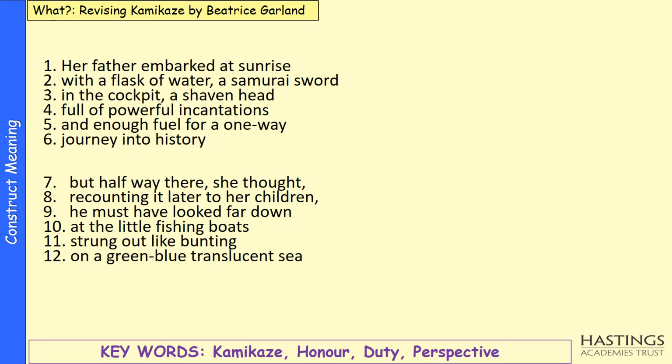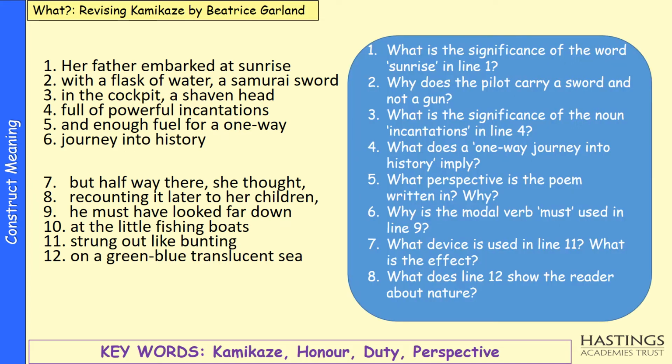So at the start of the poem here, we have him starting his journey as a kamikaze pilot. He's going on a one-way journey, so we know he's a kamikaze pilot. He's not expected to return. And then we have an idea of what he saw, what he would have looked at as he was on his journey. So here are some questions. I'd like you to pause the video now, work through those questions, and then come back and we will go through the answers.